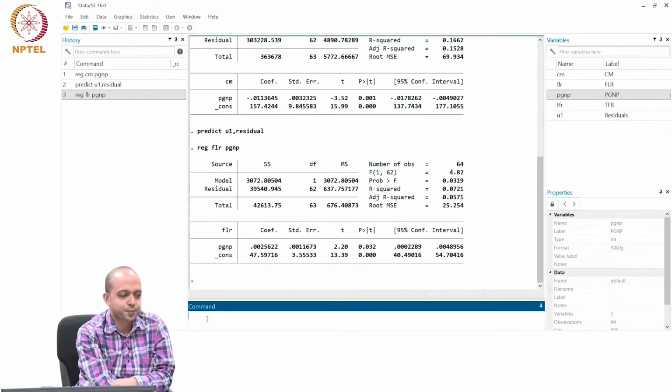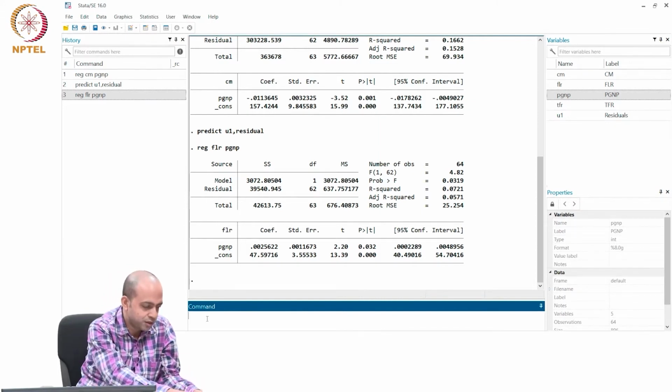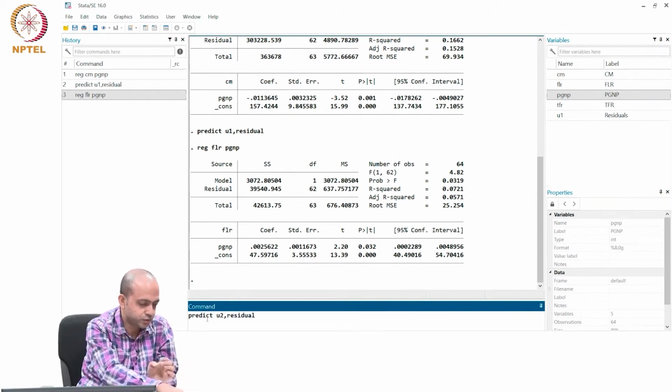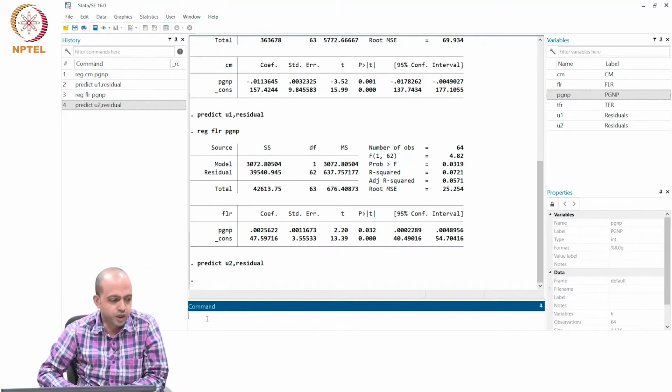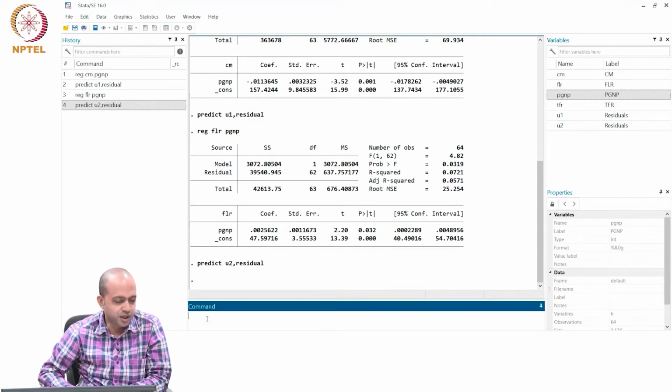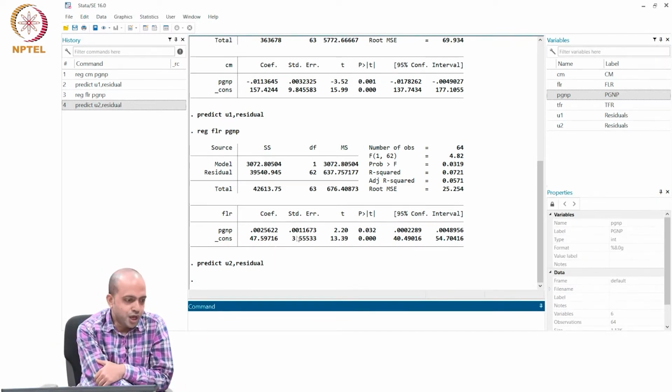So, again from this we need to predict, and same command, predict U2, and then you put residual. Okay. So, once you put this command, then STATA will immediately predict the residual also. And how will you check whether it is predicted or not? Look at here, U2 is also included. Now, what we have to do? We have to run a regression.